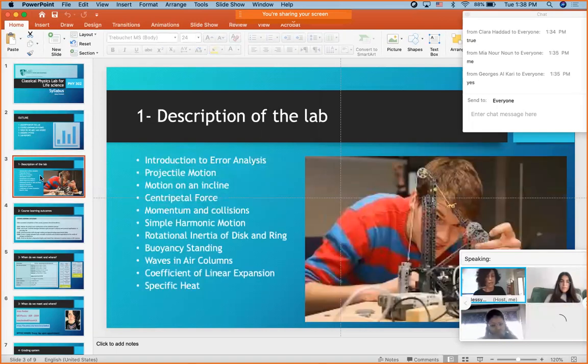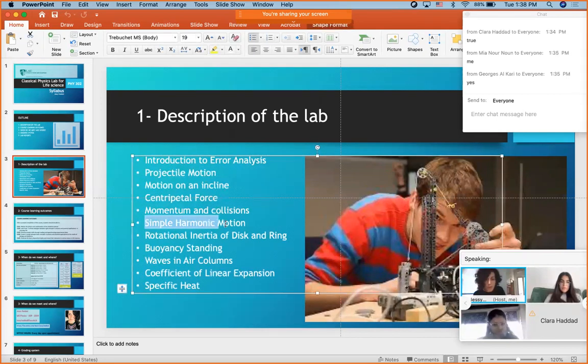First, you can expect to cover a lot of mechanics-related experiments like projectile motion, motion on an incline, and centripetal force. You will eventually reach some oscillations and wave-related experiments. You have some rotations happening. This is buoyancy in fluids, in a liquid. This is for standing waves. Probably you've heard of some of those in high school. This is linear expansion and basically heat.